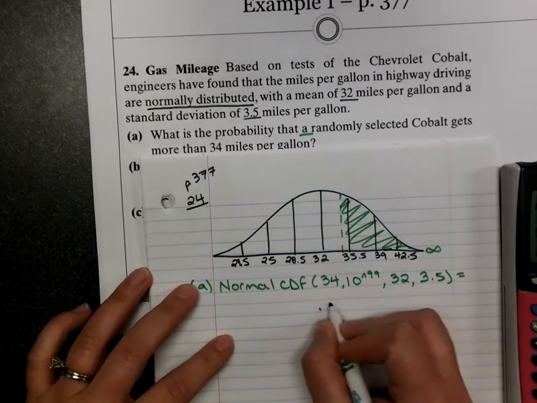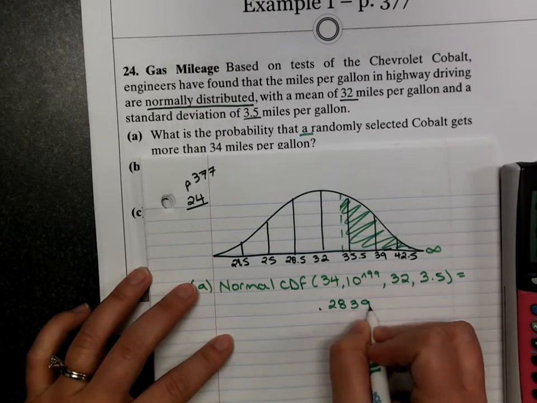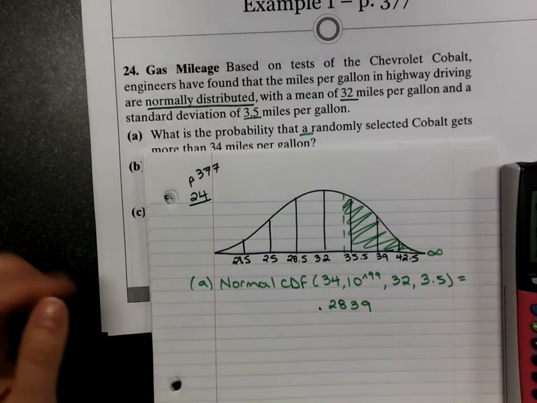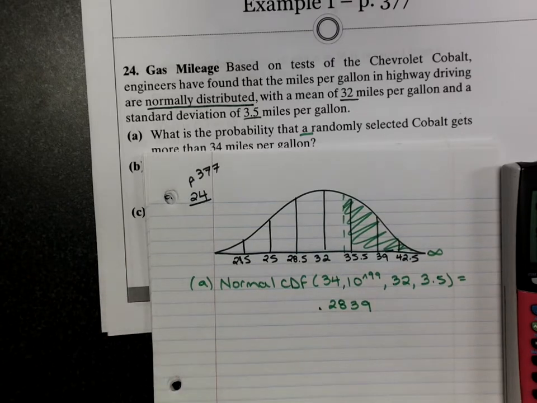And we get 0.2839. And you can round that however is appropriate, but that's about a 28% chance that a randomly selected Cobalt gets at least 34 miles per gallon.